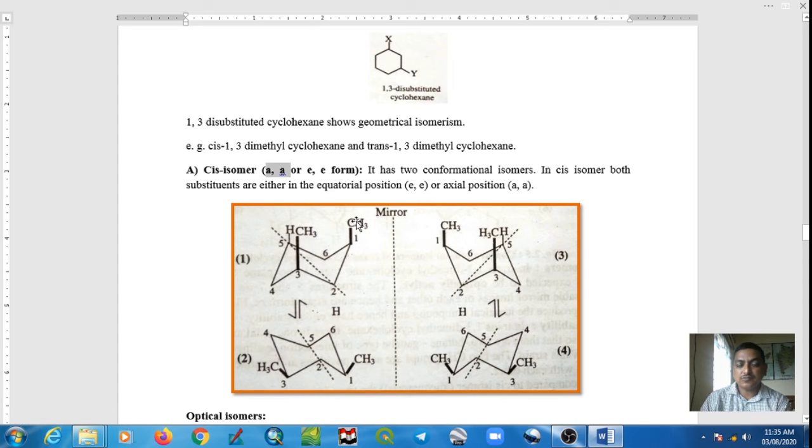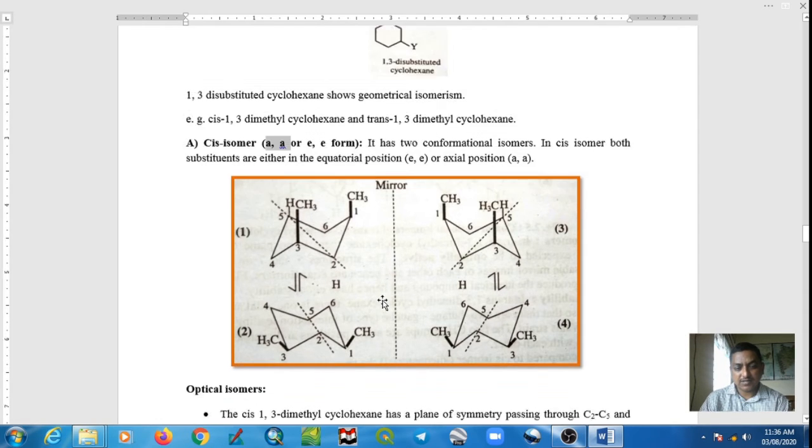When both these substituents are axial, on ring flipping, what happens? Ring flipping converts one chair conformation into another chair conformation, and during ring flipping, a group which is axial becomes equatorial. See, methyl at C1 carbon is axial, but due to the ring flipping, this axial methyl group is converted into equatorial. Same here, on C3 carbon, methyl is axial, but due to the ring flipping, this axial methyl group is converted into equatorial.